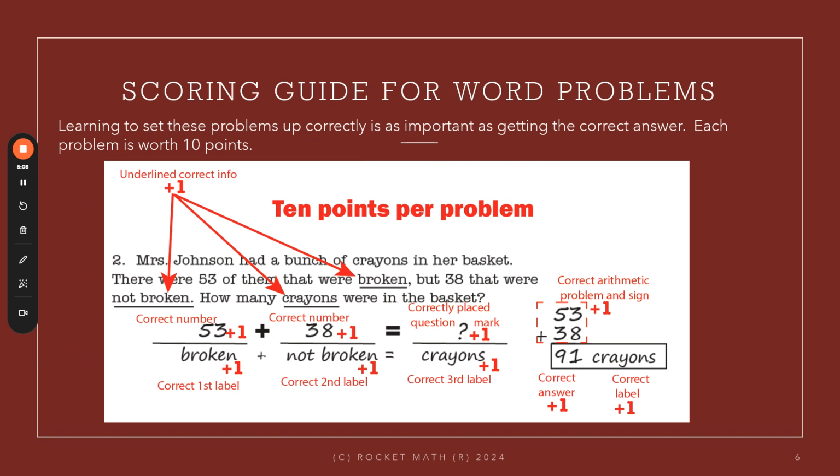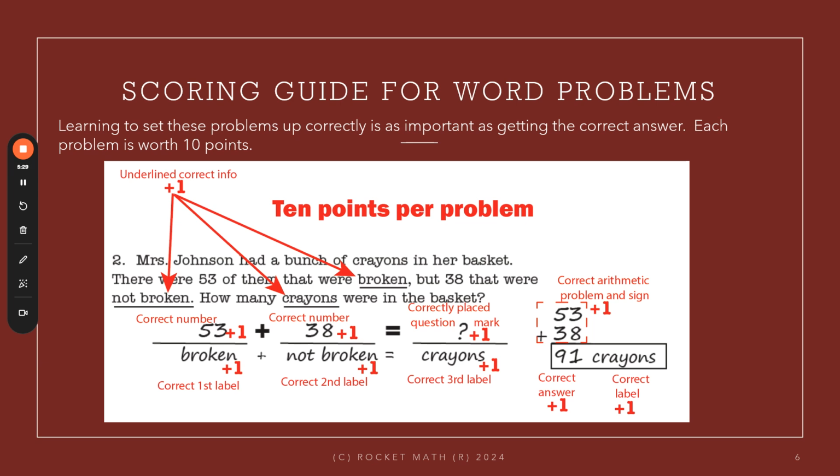Scoring guide for the word problems. Learning to set up these problems correctly is just as, or possibly more important than the correct answer. Therefore, it is critical to grade their work based on all of the parts of setting up the problem. Each problem is worth up to 10 points if everything is correct.